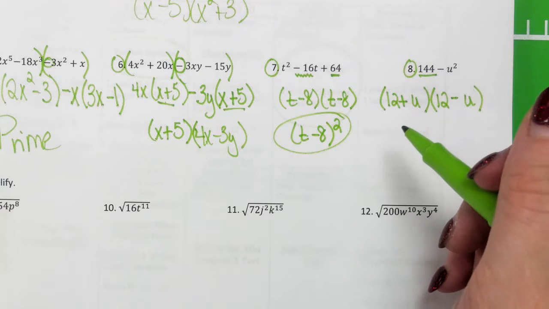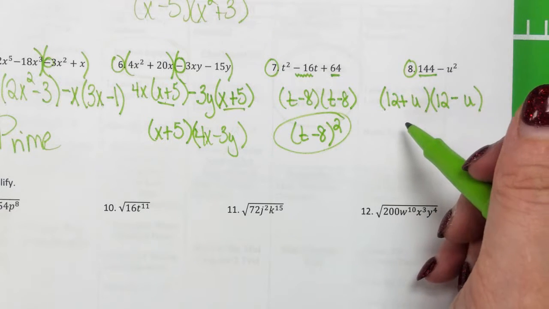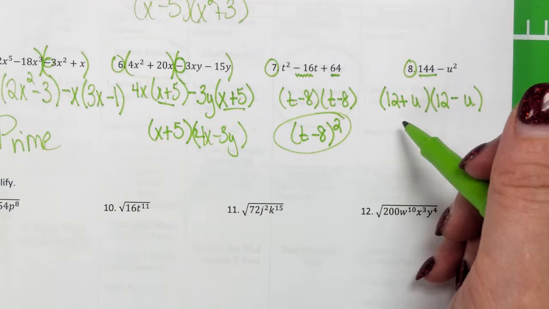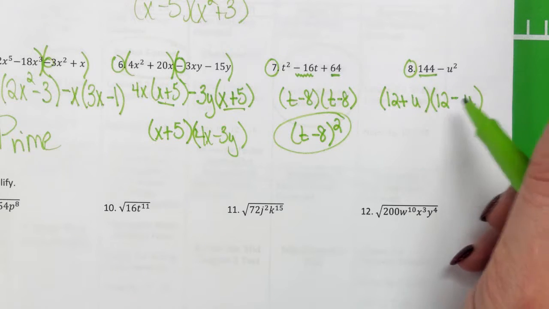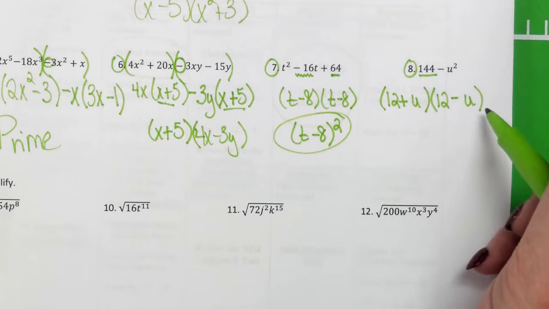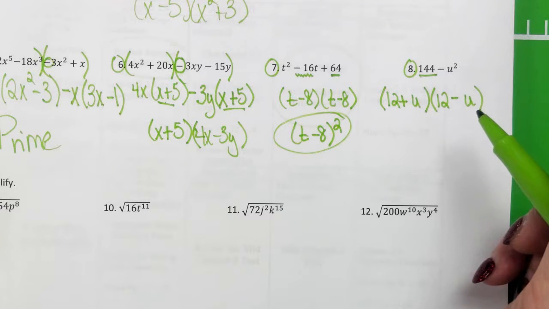Positive and negative. So the plus, guys, the addition doesn't matter. You can write that U plus 12. That does not matter. What matters about the order? The subtraction. Because 12 minus U and U minus 12 are not the same thing. Y'all okay? Get it good?